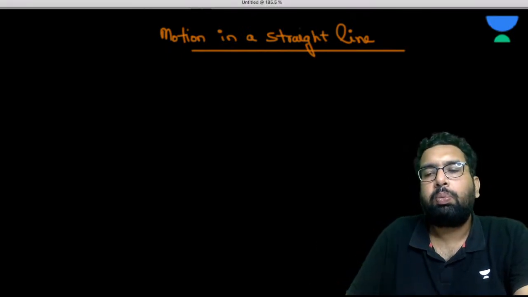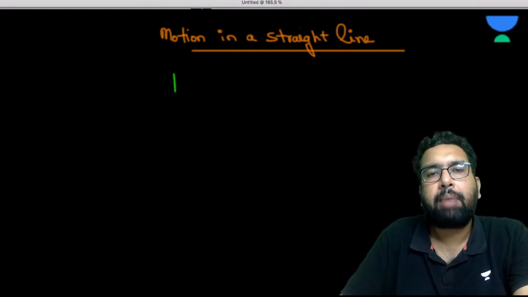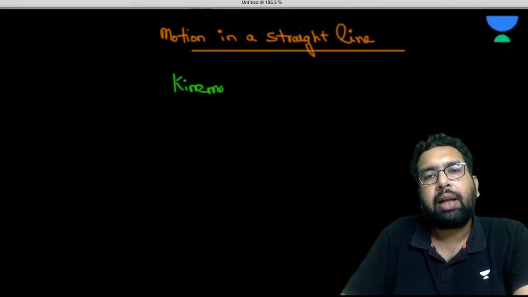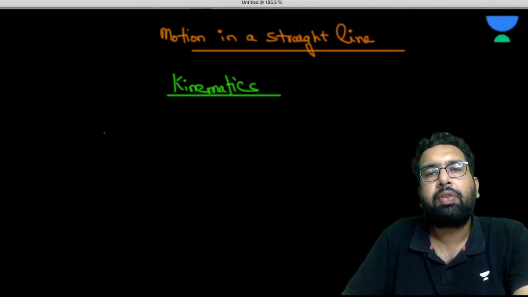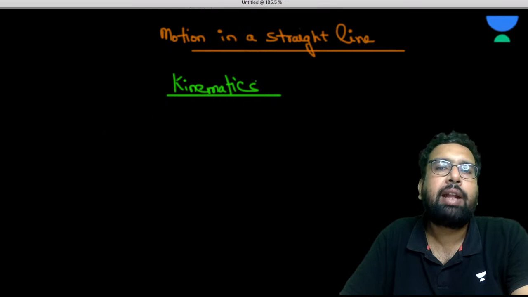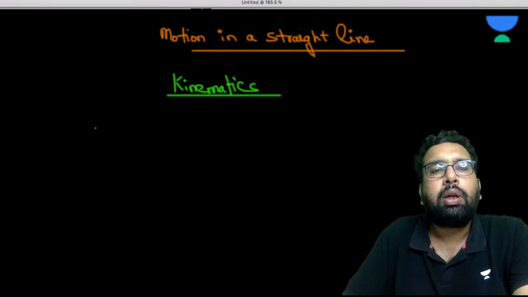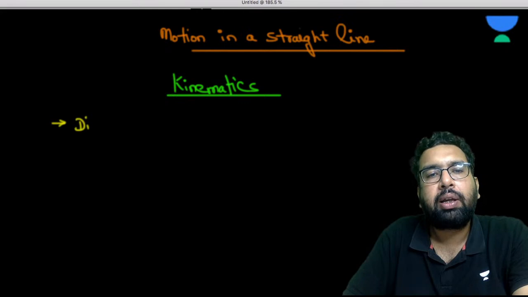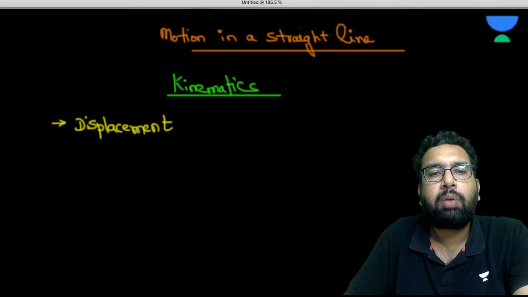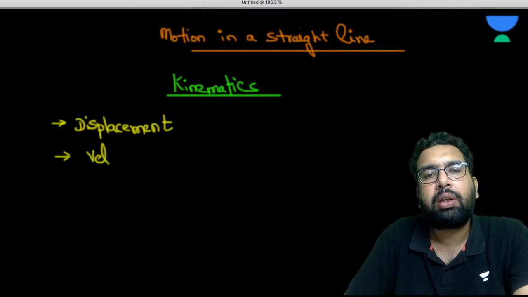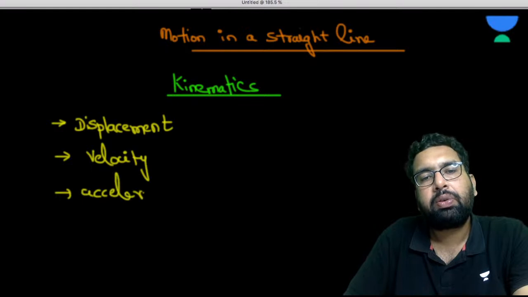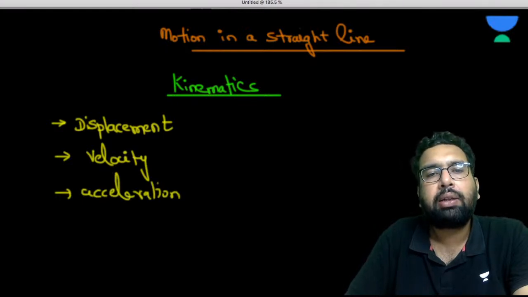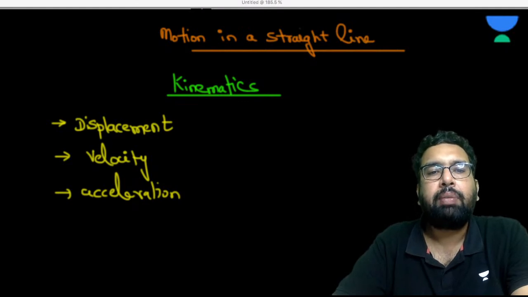Now, talking about motion in a straight line, it is a part of kinematics. See what approach we have to take. Kine means motion and matics means mathematics. So what we have to talk about is what things describe the motion of a body, a particle, or anything. The first thing is displacement, then velocity, then acceleration, then jerk. Jerk is normally not asked in the examination, so we'll be talking about the others only.